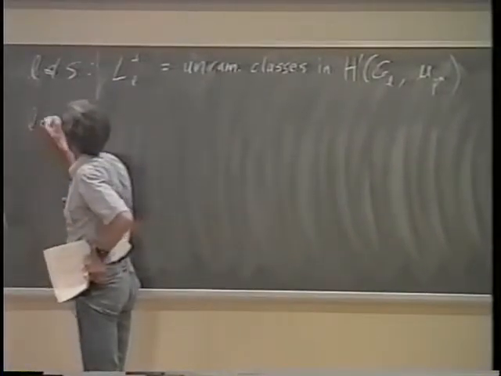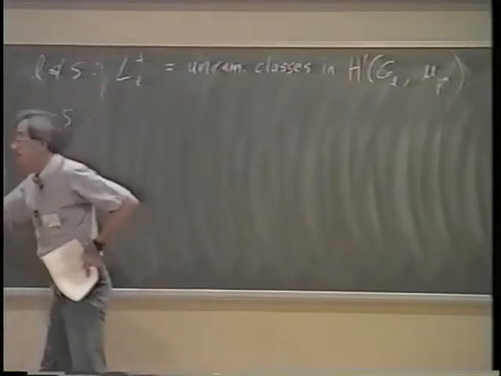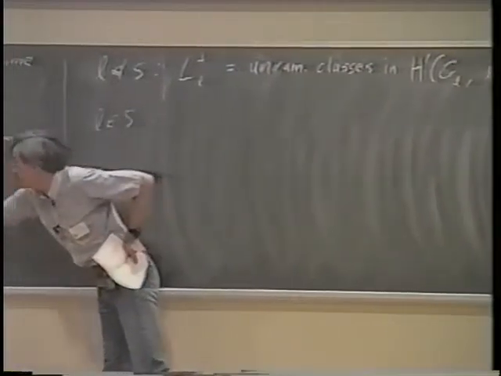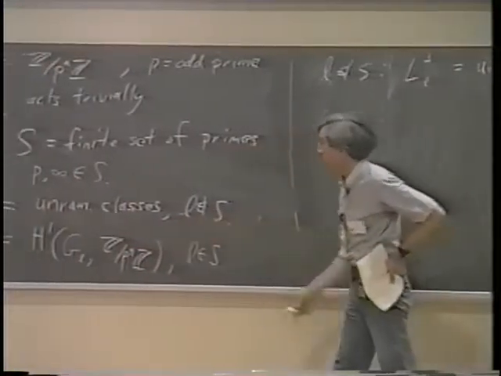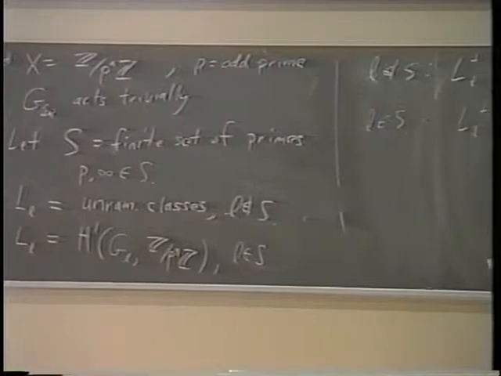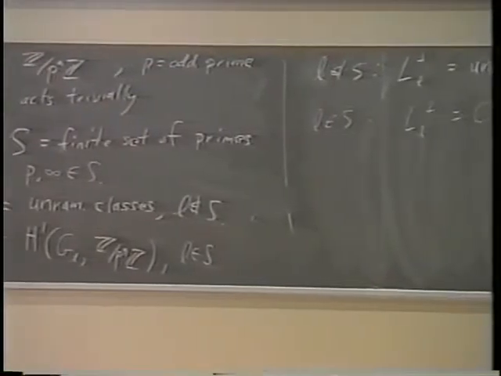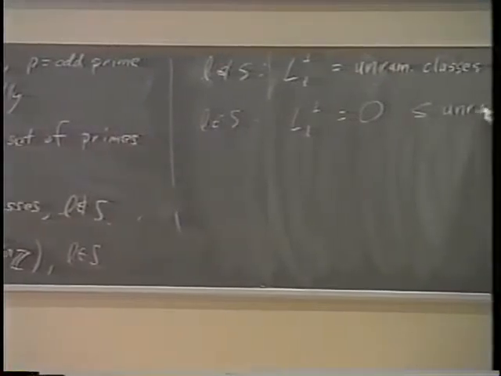Okay, if L is in S, well, here we took everything. We had a non-degenerate pairing of this with the same thing with mu p to the n. Well, it's a non-degenerate pairing. If something's going to be perpendicular to everything, L sub L perp is 0. In particular, this is contained in the unramified classes.